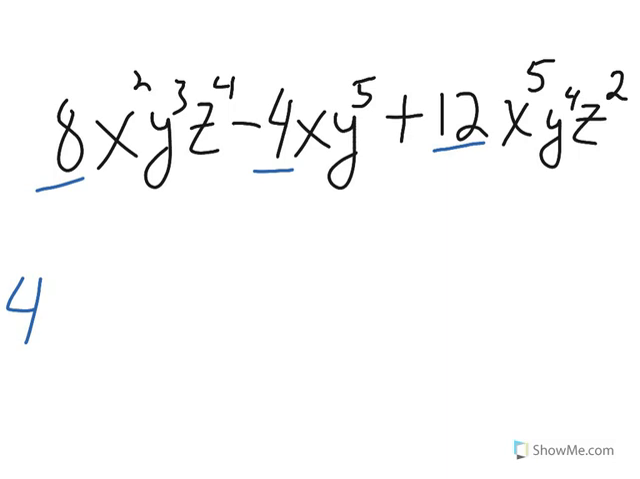I'll then start looking at each variable individually. So x, x, x. I can take out the smallest number that they each have. Well, the smallest one is an x. I will then look at y. There's a y there, y there, y there. Smallest number is y cubed.